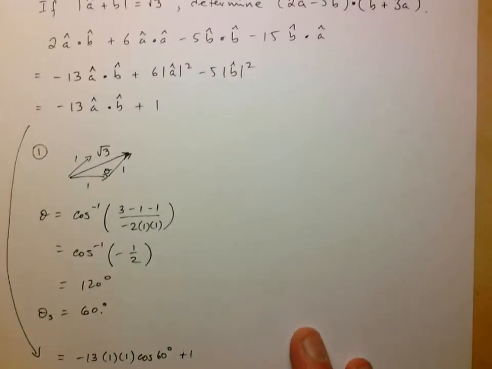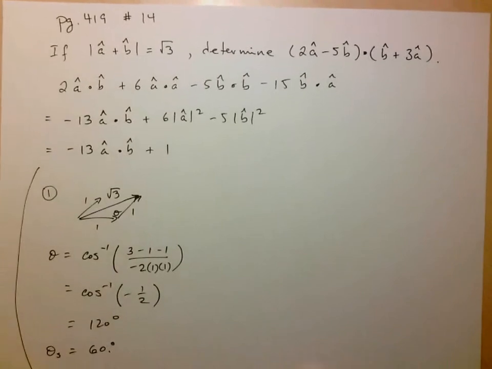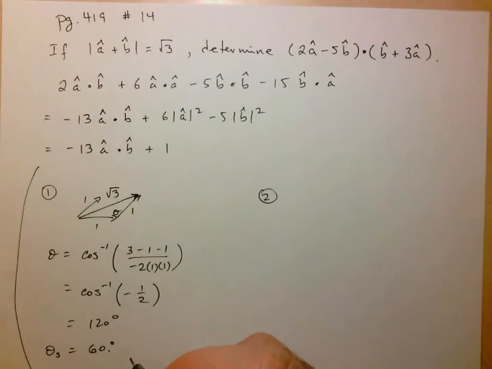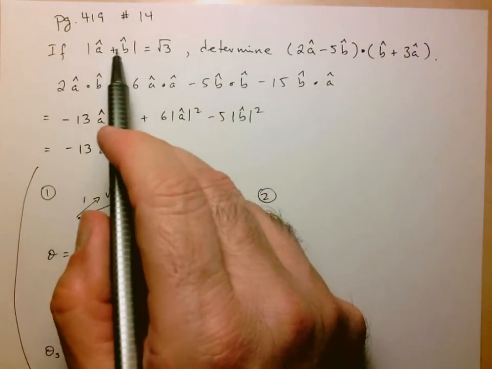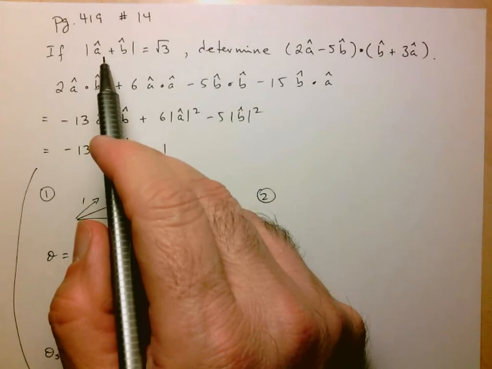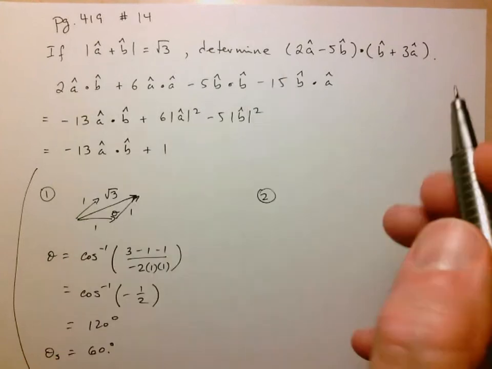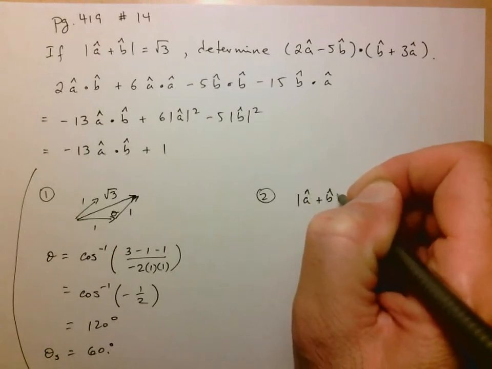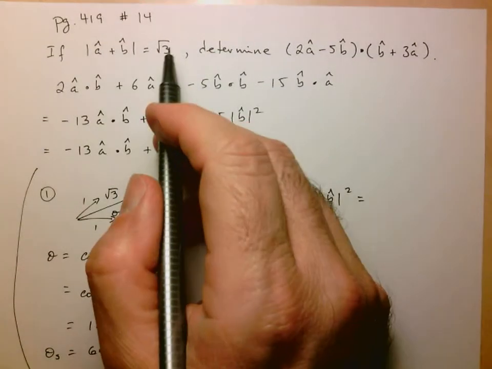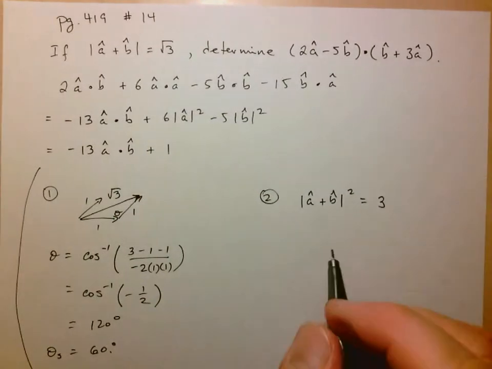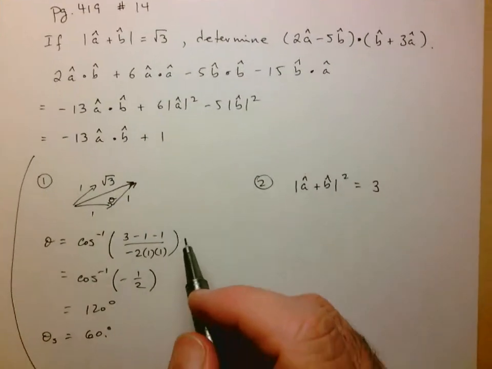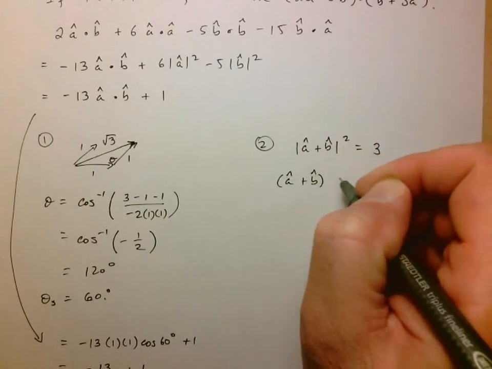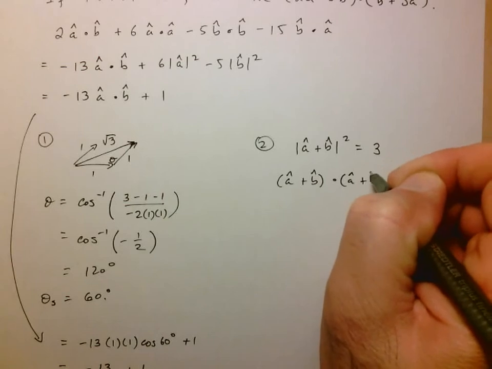The other option is, I guess, to take a more algebraic approach. So option number 2, if you like this one better, is to take this expression, magnitude of a plus b, and square it. And you'll see why I do that in a second. So if I take magnitude of a plus b and I square it, that's equal to the square of root 3, which is just 3. And now I can use the fact that this can be written as a dot product, a plus b dot a plus b.